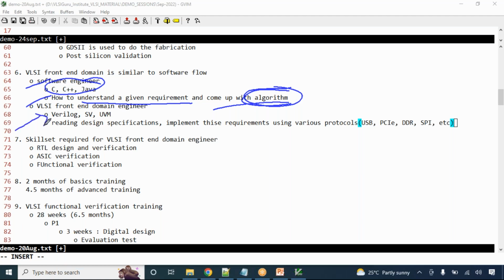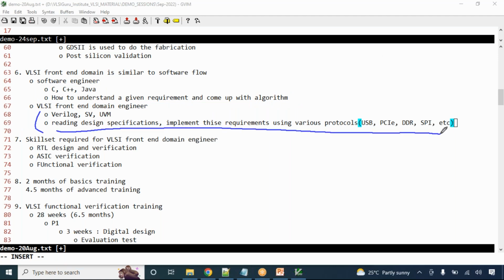Same thing here. If you ask me, for a front-end engineer, what is more important? Languages or the second skill? The second skill set is more important. I mean, reading a document, understanding the requirements, and using the protocols to implement that behavior is what is more important. But again, if you go back as a fresher, what will people focus on always?